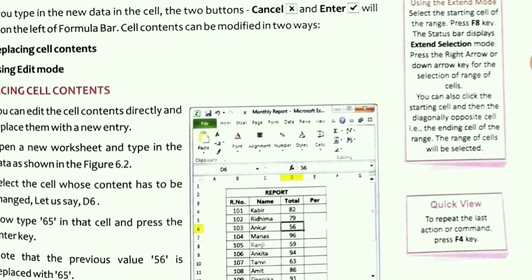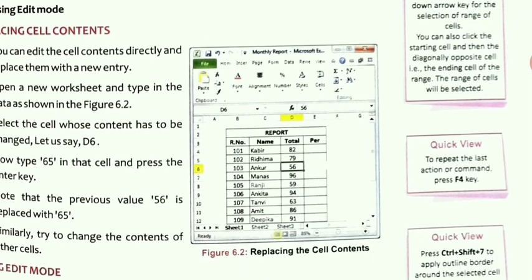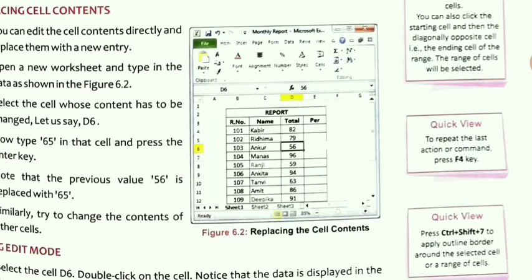So cell contents can be modified in two ways. The first one is replacing cell contents. The second one is using edit mode. So let us see how to replace cell contents. You can edit the cell contents directly and replace them with a new entry. Just open a new worksheet and type in the data as shown in figure 6.2.